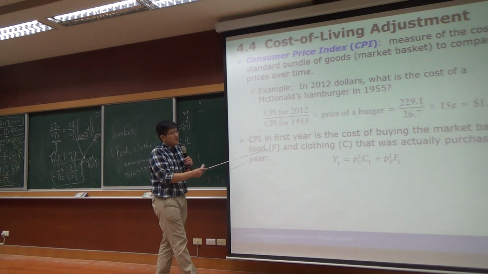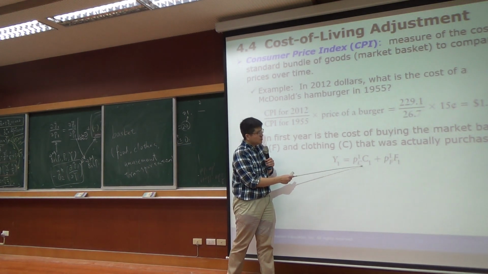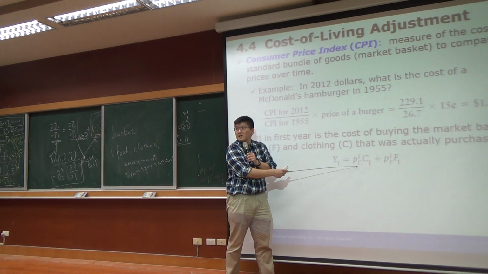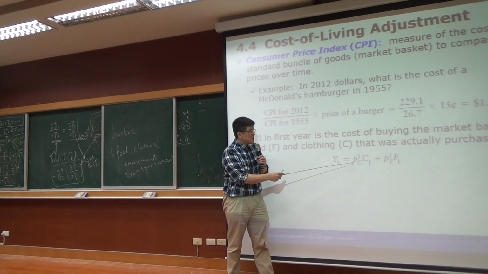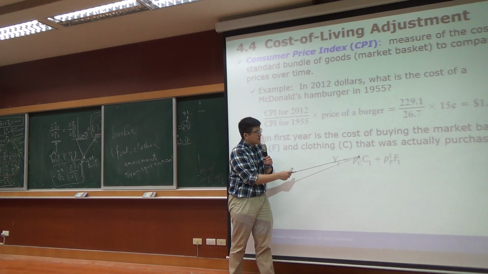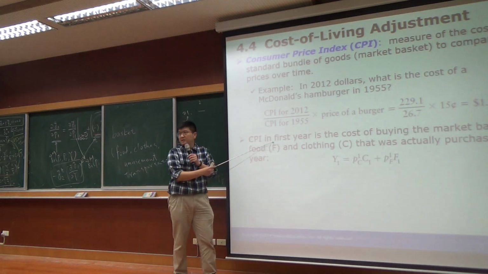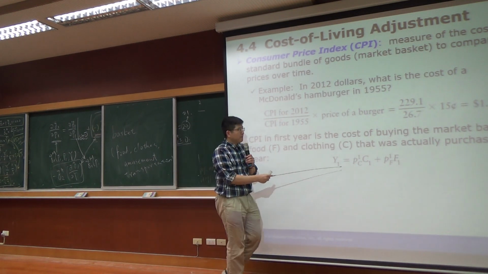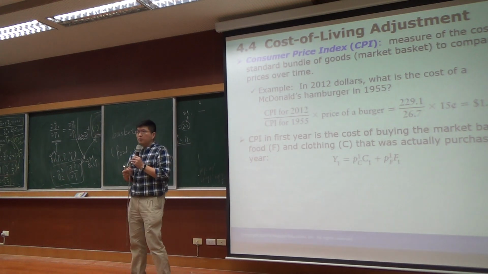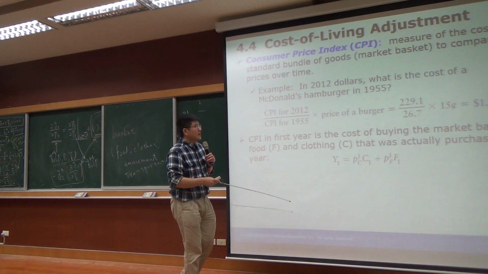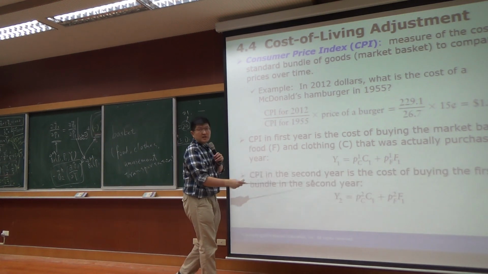And CPI in the first year: PC is the price of clothes, where C represents clothes and F represents food. So PC1, PF1, here 1 means the first year, period 1. And C1, F1 is the quantity of clothes and food. And this would be the expenditure in year 1.